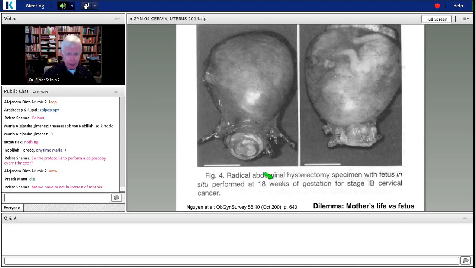But this is an example of a radical abdominal hysterectomy with a fetus in situ. Here you can see the shoulder and the head and the arms. This is a tough decision for a mom to make. But see, the idea is if you don't do any therapy and if you wait, could you lose the mother as well as the fetus? So that becomes a real ethical dilemma.